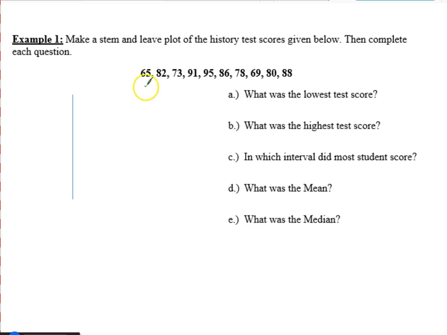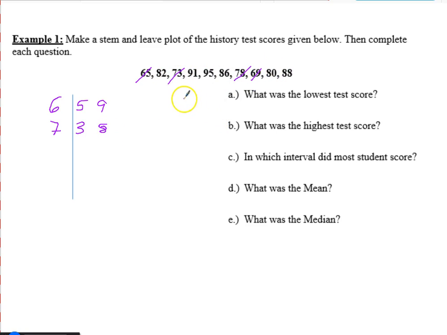So I look at my 60s numbers. I have 65 and 69. So I'm going to put 6 down first, and then I'm going to put 5 and 9. That takes care of the 65 and the 69. Right now I'm going to look at the numbers that are in the 70s. So I have 73 and 78. So I'm going to put 3, and then I'm going to put 8.